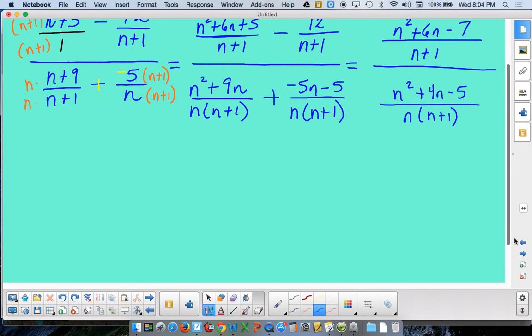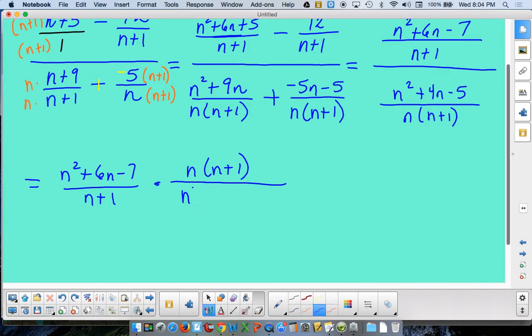Because now we have to divide the two. But now it is a single fraction divided by a single fraction. Now it is legal to flip it over and multiply by the reciprocal. So I'm going to flip that over, multiply by n times n plus 1 on top, n squared plus 4n minus 5 on the bottom. Okay, now it's a multiplication problem. Now we can cross cancel once we get these babies factored.